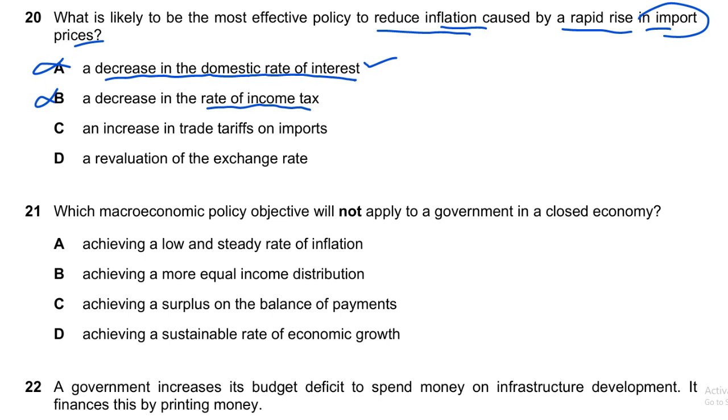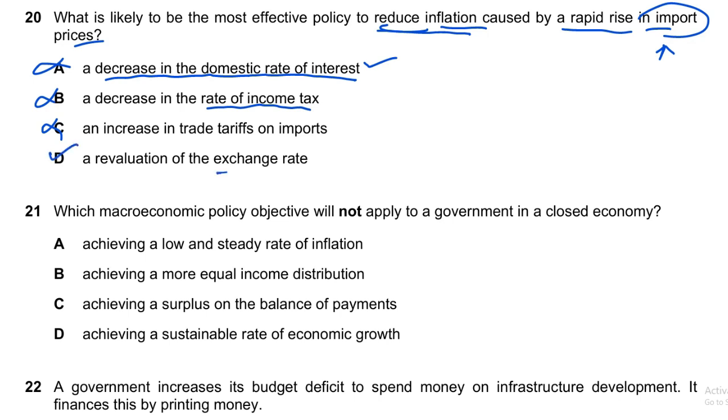An increase in tariffs on imports: if the government imposes tariffs on imports, then what will happen? Imports will further get expensive, and as a result, more people will have to pay more for imported raw material, and cost of production will further rise, and it will also cause cost-push as well as demand-pull inflation. So inflation will further rise instead of decreasing. So the remaining option is option C, that is the correct answer.